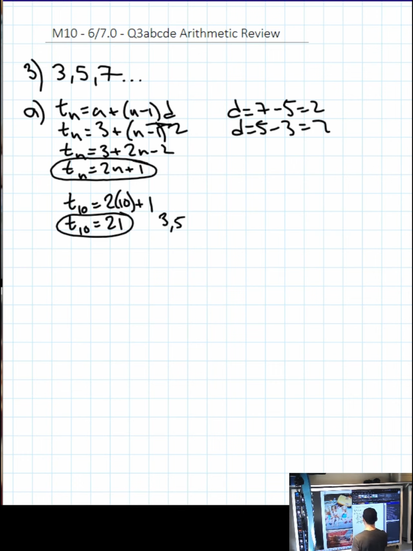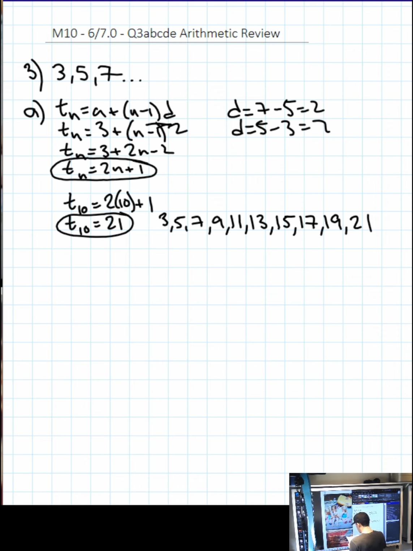Let's check our answer. 3, 5, 7, plus 2 is 9, plus 2 is 11, plus 2 is 13, plus 2 is 15, plus 2 is 17, plus 2 is 19, plus 2 is 21, our 10th term.